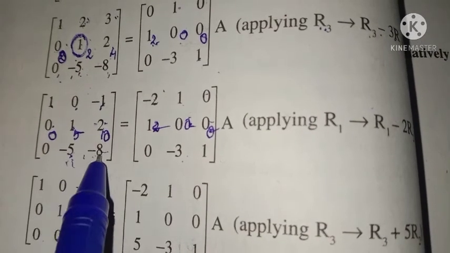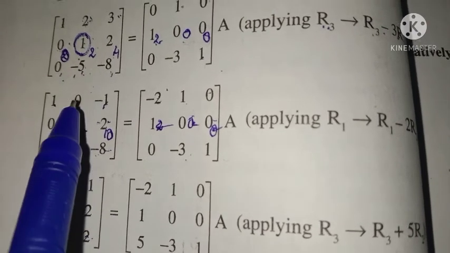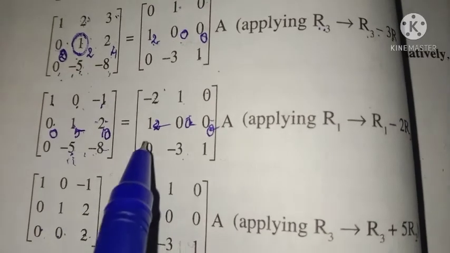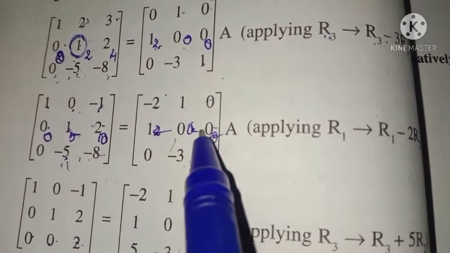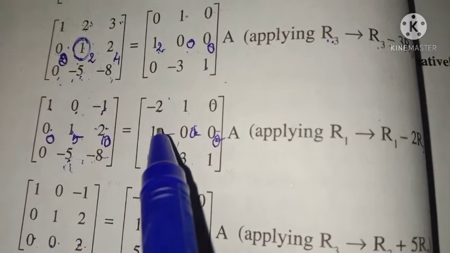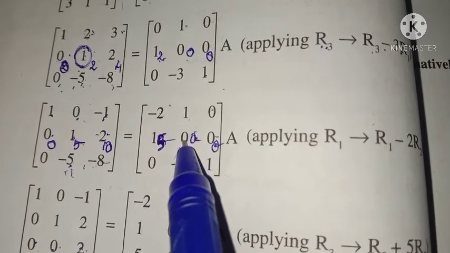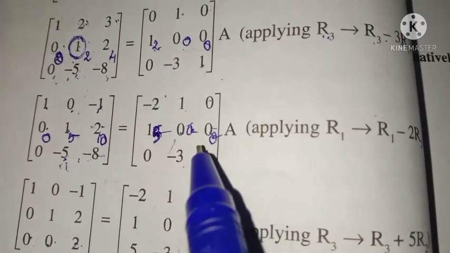So we changed R3 as 0, 0, 2. There is no change in first and second row. Okay. Similarly, first we need to multiply this second row by 5. So 1 into 5 becomes 5. 0 into 5 is 0. 0 into 5 is 0.